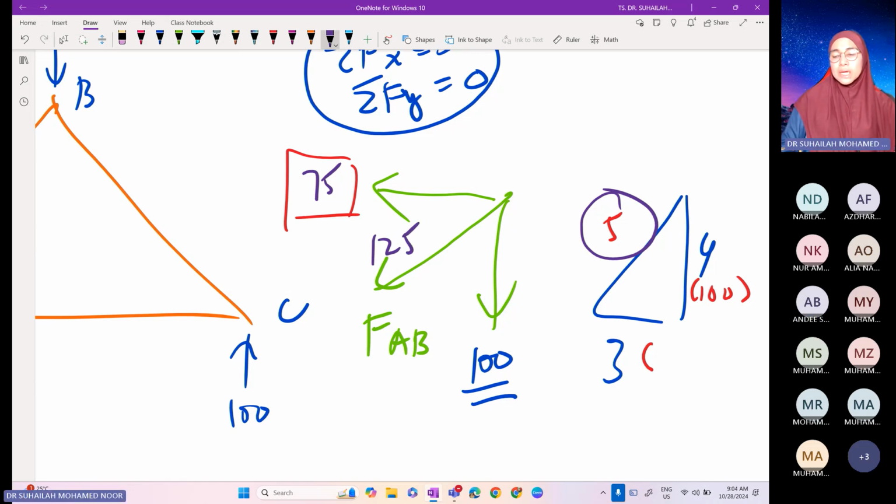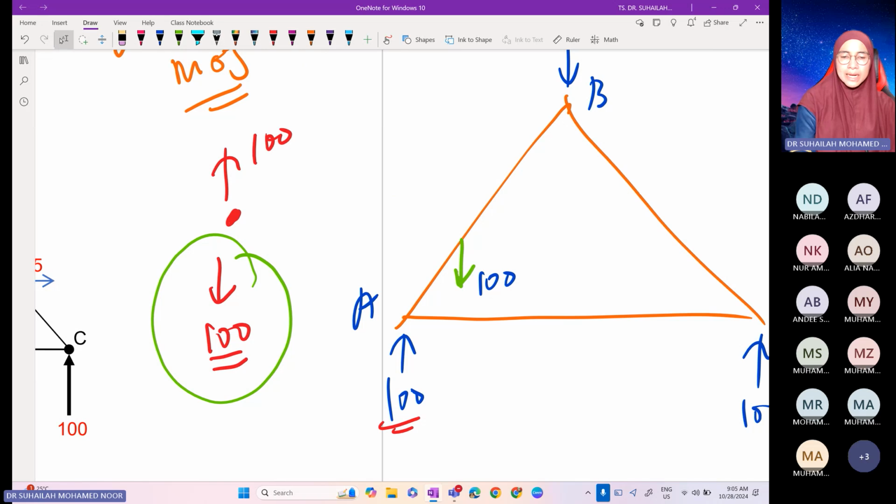Gandaan 25. Okay, 3 kali 25, 75. 4 kali 25, 100. 5 kali 25, 125. So ini dia nilai tu. So 75 ni nilai dia kat sini ya, 75. And hypotenuse ni is the member force lah. Member force yang nilai dia 125 tadi. So ini yang you dah pernah belajar.